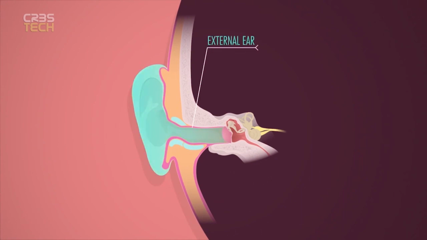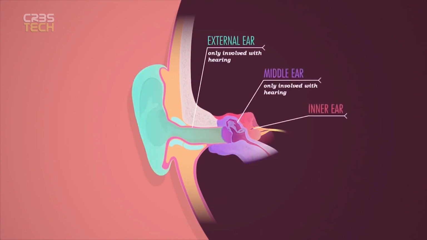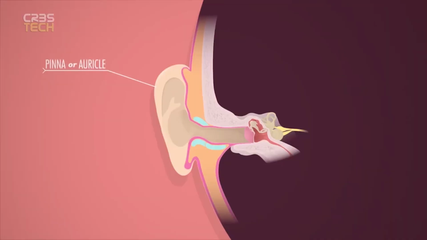Your ear is divided into three major areas: the external, middle, and inner ear. The external and middle ear are only involved with hearing, while the complex hidden inner ear is key to both hearing and maintaining your equilibrium. It's made up of elastic cartilage covered in skin, and its main function is to catch sound waves and pass them along deeper into the ear.